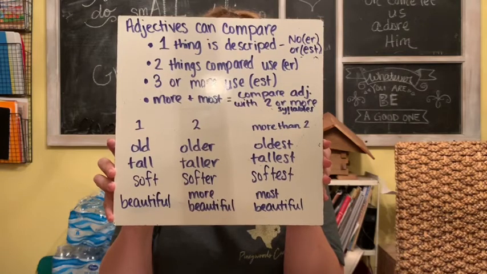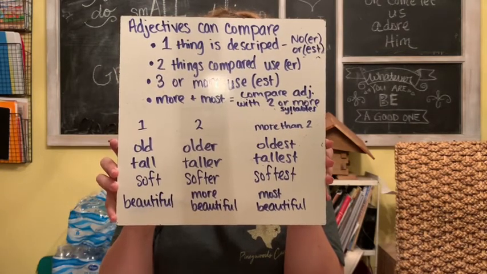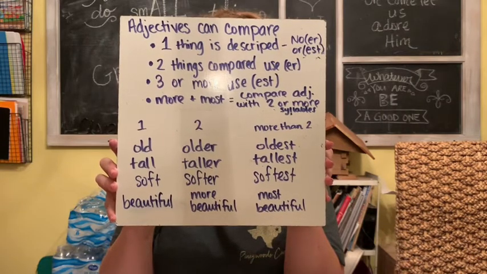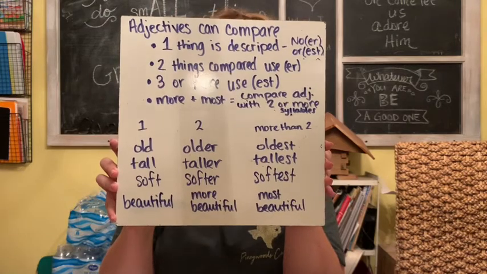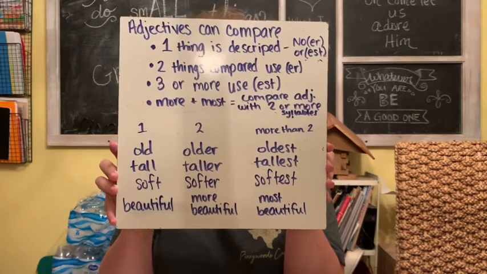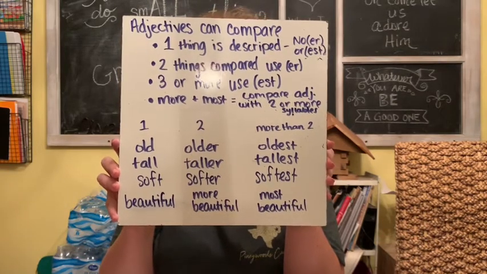When 3 or more persons or things are compared, we use adjectives that end with the suffix EST. Grandfather is the oldest man here. Jerry is the tallest boy in the class. So in both of those sentences, we are comparing more than 2 things. We are talking about the whole room or the whole class.